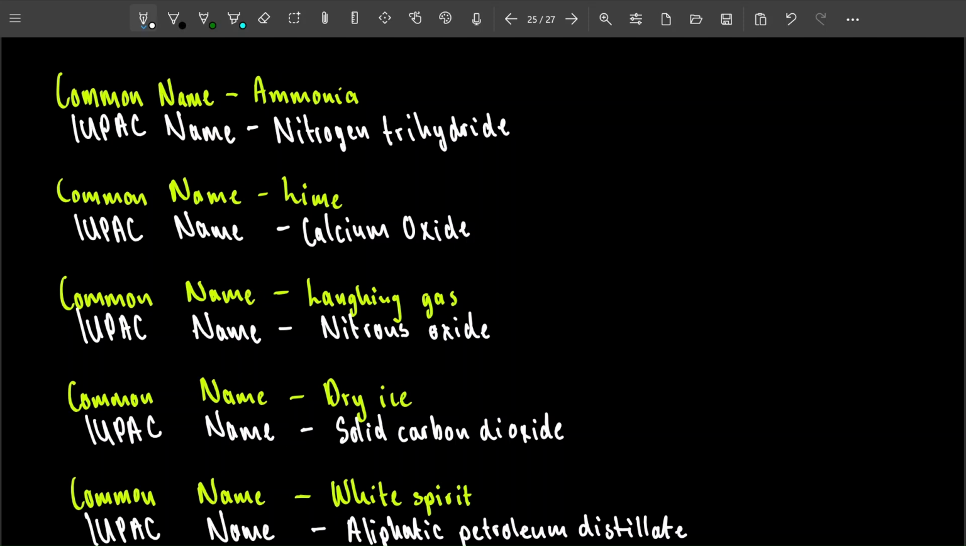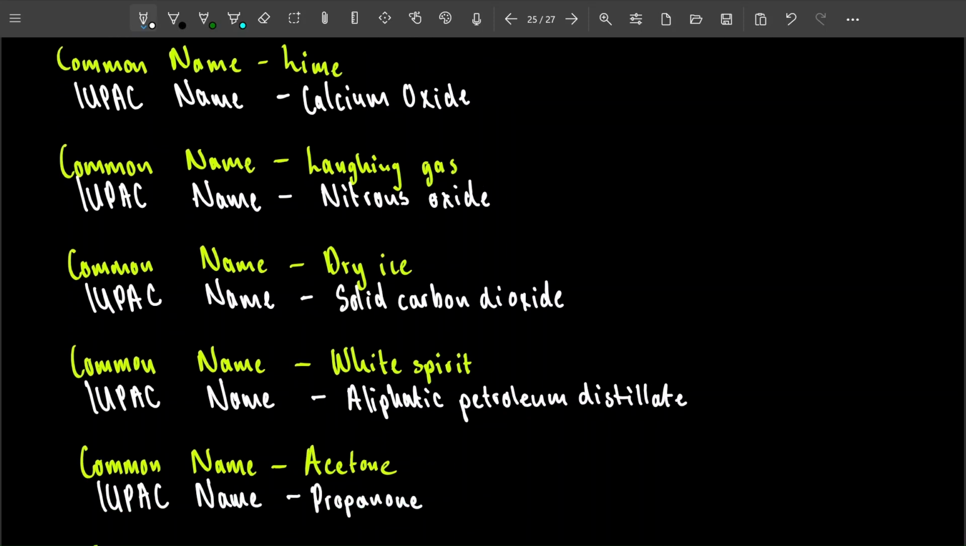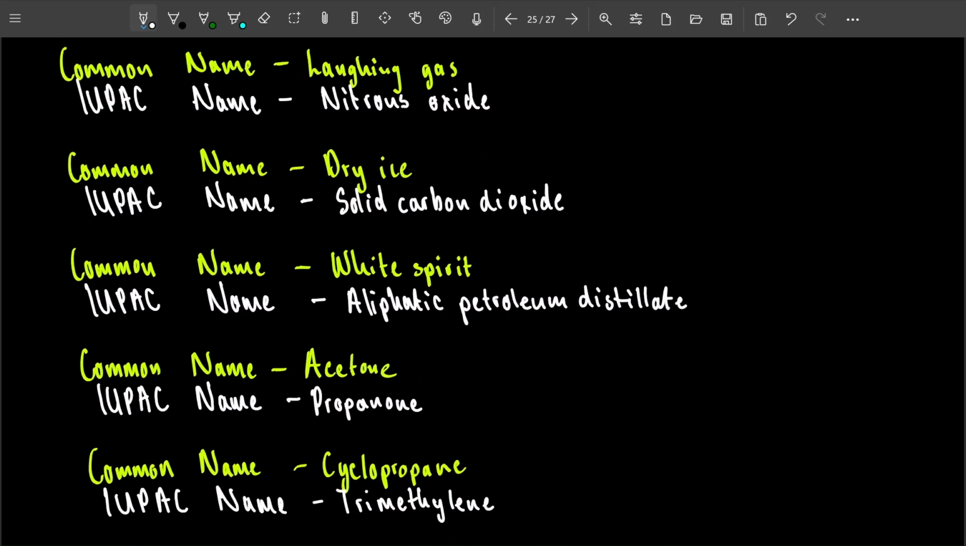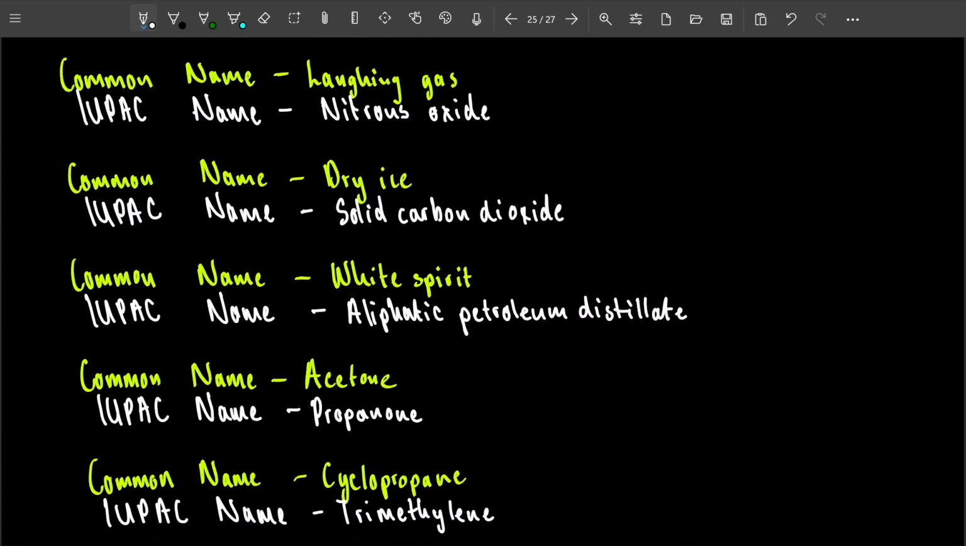So the common name is laughing gas. IUPAC name is nitrous oxide. Another common name, dry ice. The IUPAC name would be solid carbon dioxide. Different. You see, they're different. People will be saying dry ice. May I have dry ice? Right? The IUPAC name will not be that. It will be solid carbon dioxide. Common name, white spirit. IUPAC name, aliphatic petroleum distillate. Common name, acetone. IUPAC name, propanone. Common name, cyclopropane. IUPAC name, trimethylene. You see how they're different?